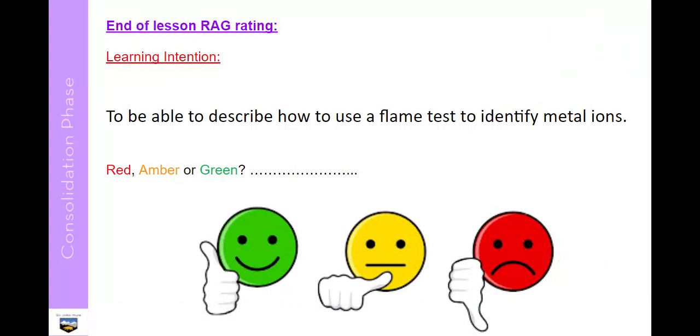Now, finally, guys, at the end of any good lesson, we evaluate our learning. So the learning intention was to be able to describe how to use a flame test to identify metal ions. Are you red? Are you amber? Are you green? So there is a section on the lesson to complete that. To complete your RAG rating, make sure you fill it in, please. It allows me a better understanding of how well you're doing from home.